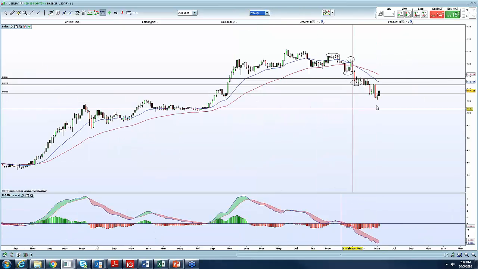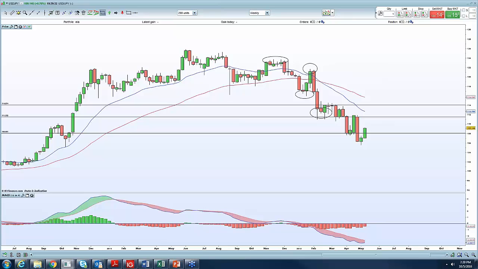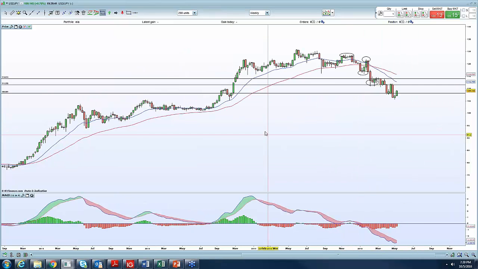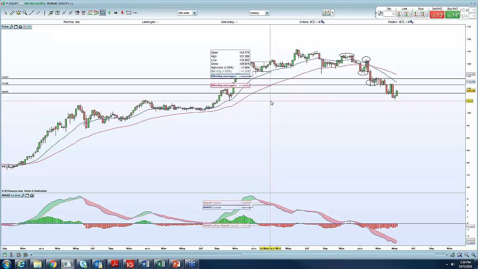Now the yen pairs. If you look at the weekly chart, this is dollar yen for you. You can see the weekly chart of dollar yen has simply made a series of lower lows and lower highs. Okay, very nice downtrend on the dollar yen.